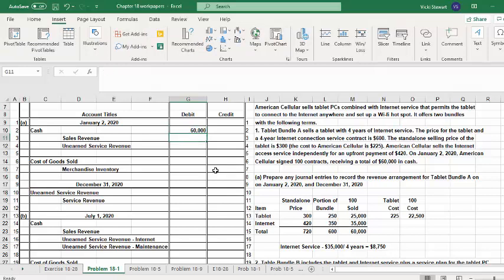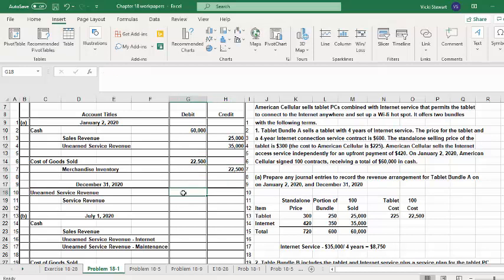So now we can record the sale of the bundles on January 2nd, 2020 by debiting cash for $60,000, and we would credit sales revenue for the tablets of $25,000, and we're going to credit unearned service revenue for the internet service for $35,000 because at this time we have not earned any of the internet portion of the bundle. Then we're going to record the cost of goods sold for the tablets, which we would debit cost of goods sold for $22,500 and credit merchandise inventory for the same amount.